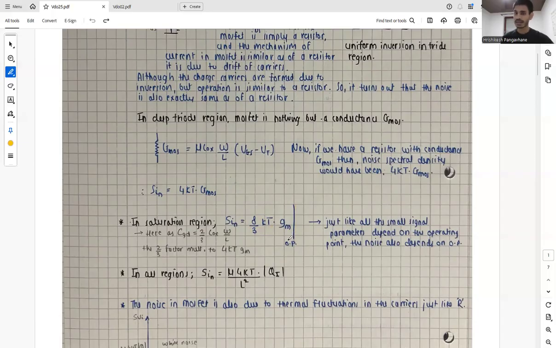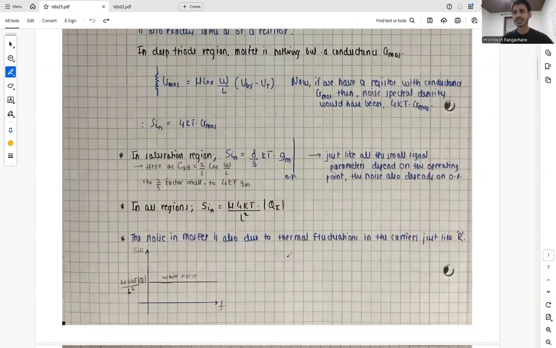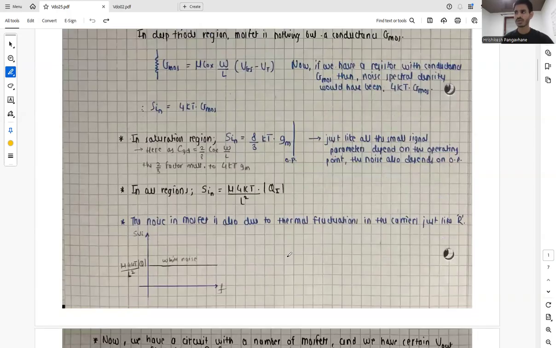Just like all small signal parameters of a MOSFET, which depend on the operating point, the noise also depends on the operating point. In general, to define the noise in a MOSFET in all regions, we have a general equation for the spectral density of noise, which is mu 4kT by L square times the magnitude of the charge. So the noise in a MOSFET is also due to thermal fluctuations in the carriers, similar to a resistor, and thus by this quantity we have a white noise curve when plotting spectral density against frequency.